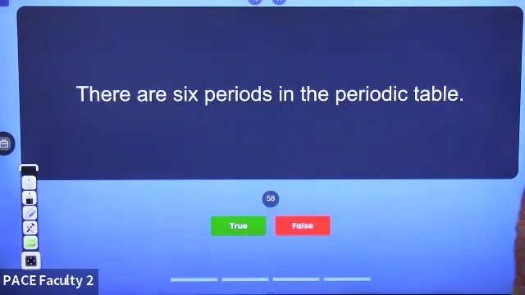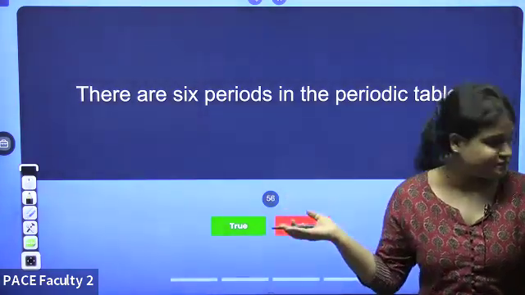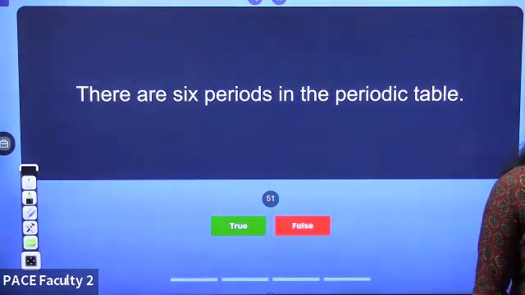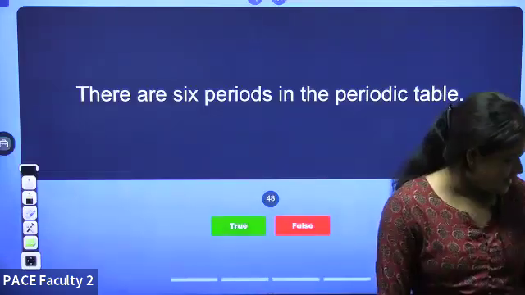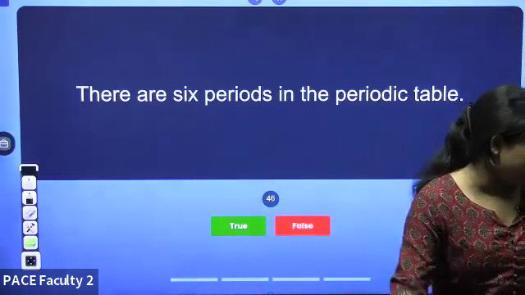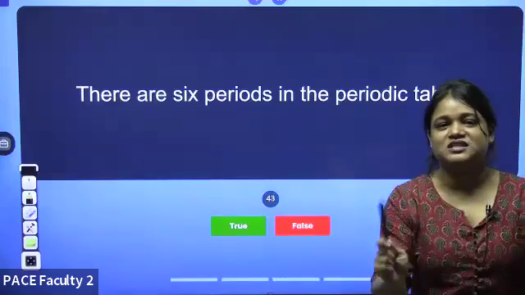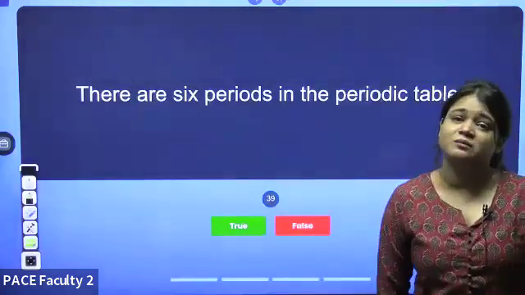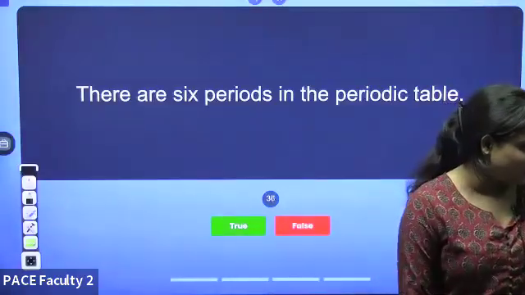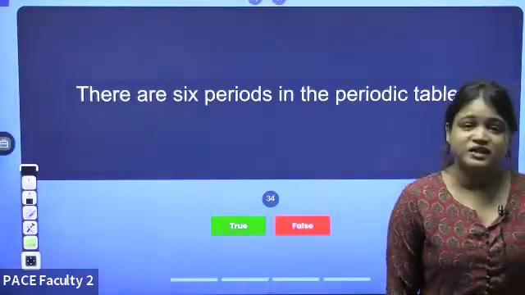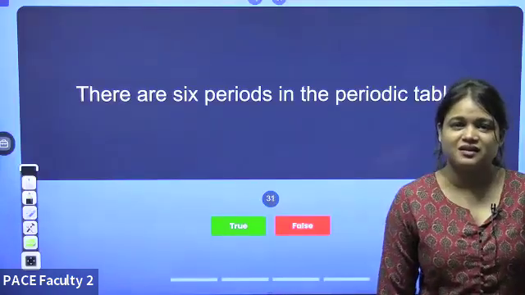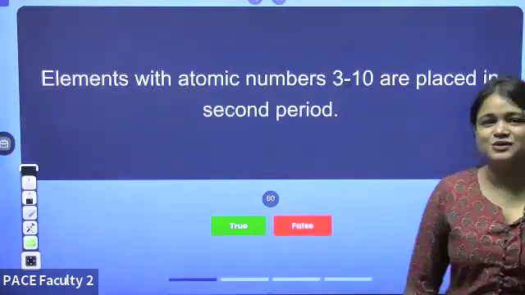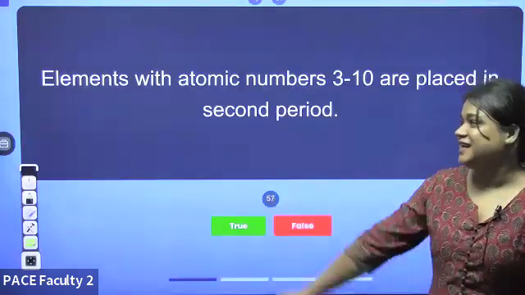There are 6 periods in the periodic table. Easy. There are 6 periods in the periodic table. No? No, 7? Yes, that's right. I am going with Dondi Chhattisgarh's answer. No, there are not. Tell me quickly, how many periods there are then, if not 6? Very good. False. Absolutely right. Perfect. Next.